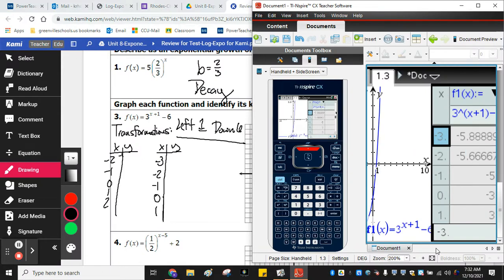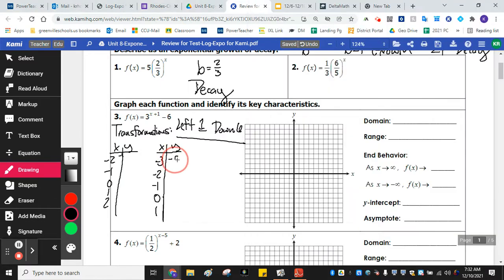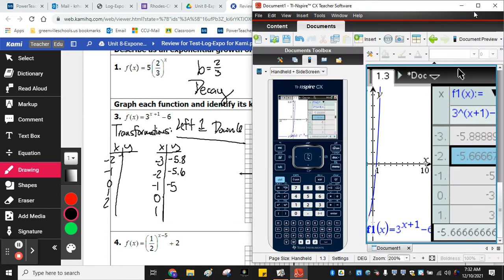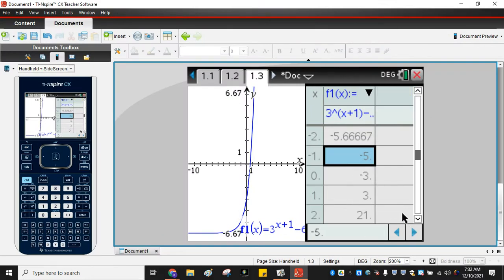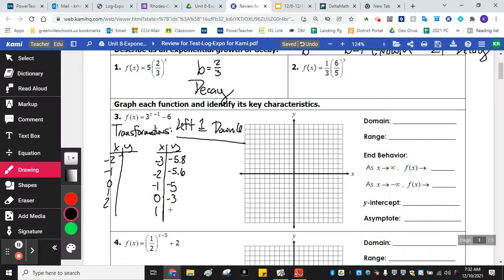So for -3, I'll say -5.8, and so on. There we go. There's some 5 points. So that's what I'm asked for. 5 points. -3, -5. It's basically -6, but it's up just a tiny bit. Just a tiny bit higher. -1, -5, 0, -3, 1, 3.